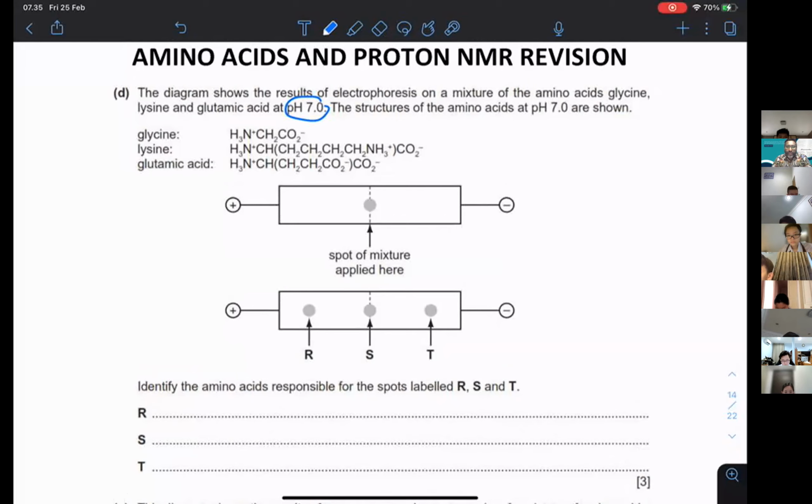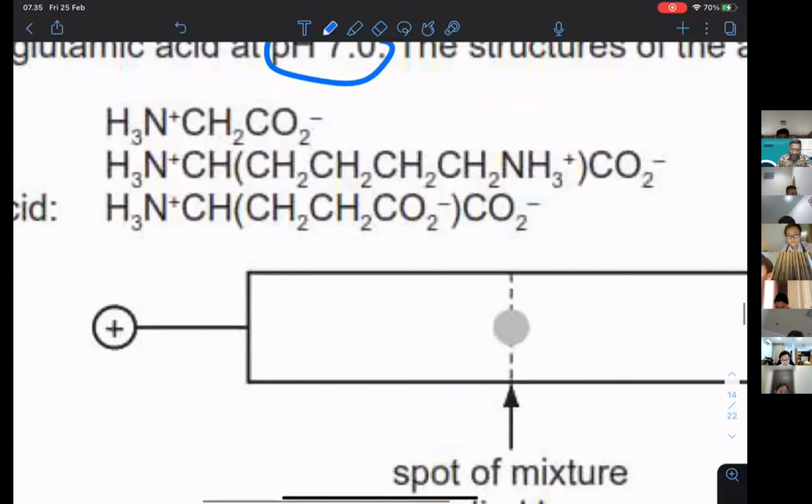The structures of the amino acids at pH 7 are shown, so you just check over here. The moment you see a structure like this, this is your zwitterion. Left is COOH and right is NH2. The H+ from the COOH goes to NH2. Then the R group is H, which is going to be neutral. So this is neutral, and pH 7 is neutral.